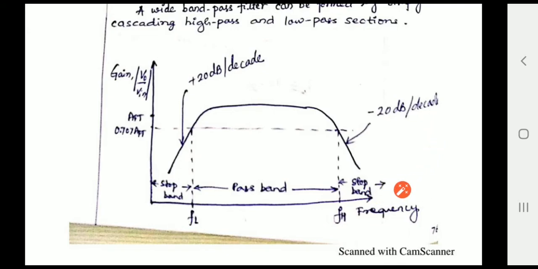That's why it is called the pass band, because it passes the output signal with respect to frequency, while the rest is called the stop band. In this case the output voltage reduces to 0.